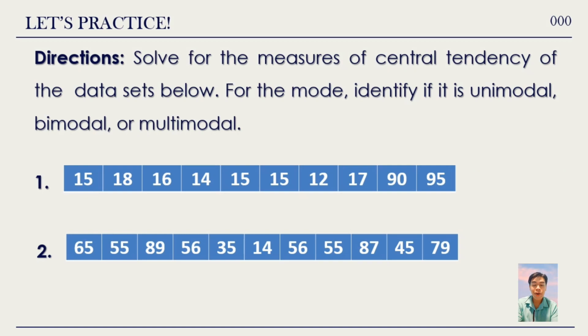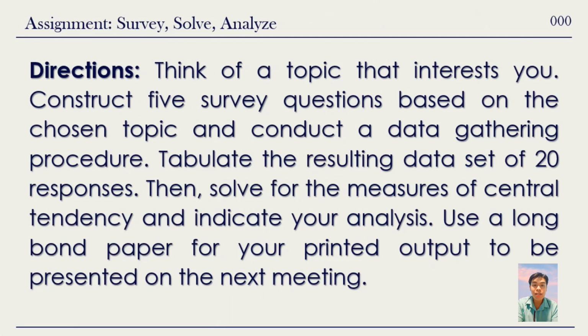Now, for your assignment, this is titled Survey, Solve, Analyze. Think of a topic that interests you. Construct 5 survey questions based on the chosen topic and conduct a data gathering procedure. Tabulate the resulting dataset of 20 responses. Then, solve for the measures of central tendency and indicate your analysis.